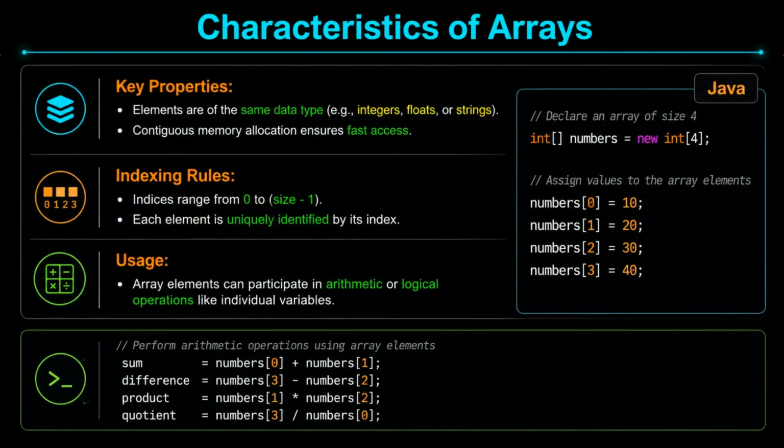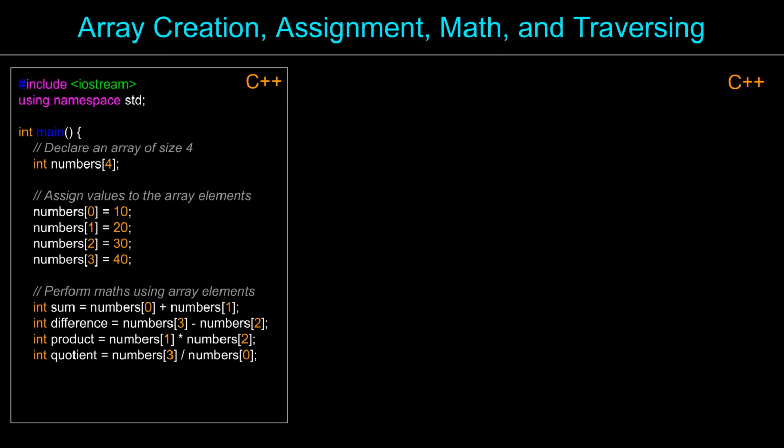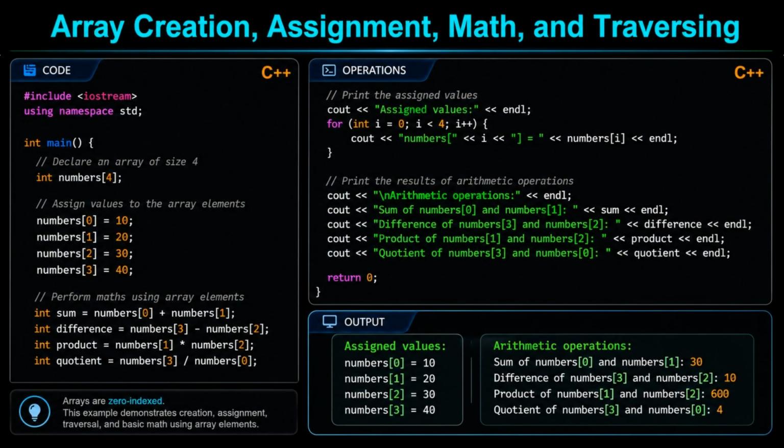Here in Java, numbers[0] plus numbers[1] gives you their sum, just as naturally as adding 2 separate variables would. Here's array creation, assignment, and math as actual C++ code. Declare an array of size 4, assign a value to each index, perform arithmetic directly on the array elements, sum, difference, product, quotient, then loop through and print everything. Notice the output confirms each calculation matches exactly what you'd expect from the assigned values.